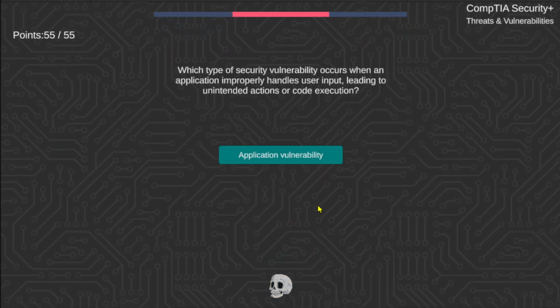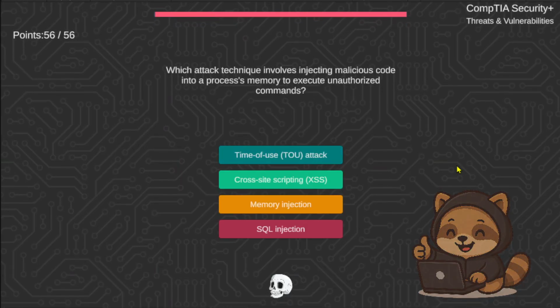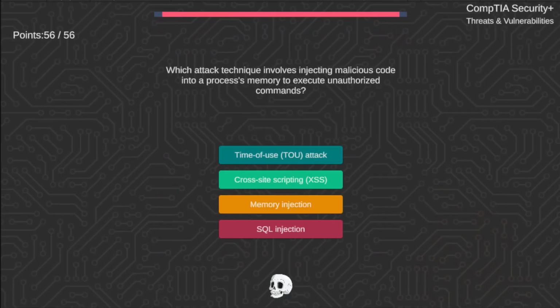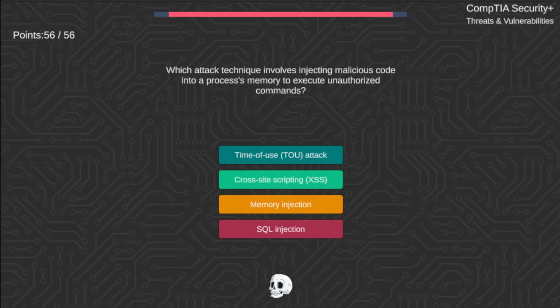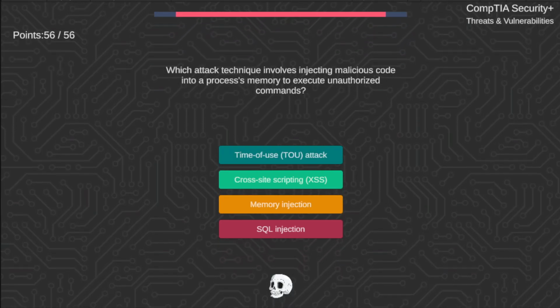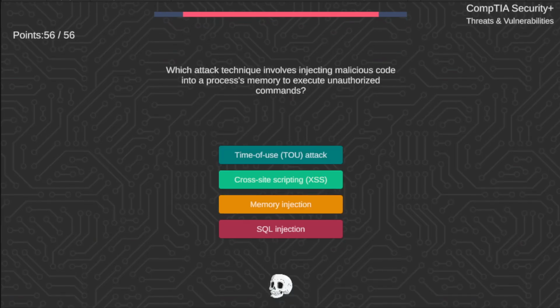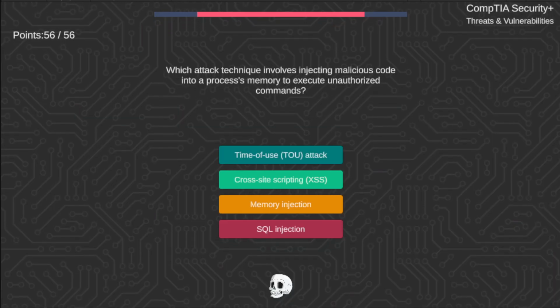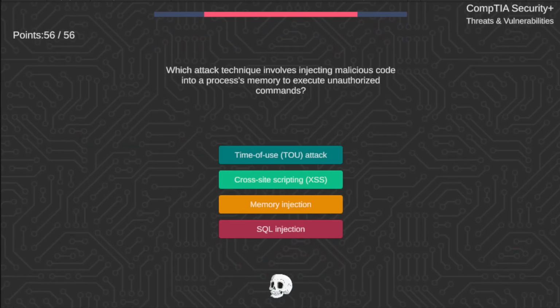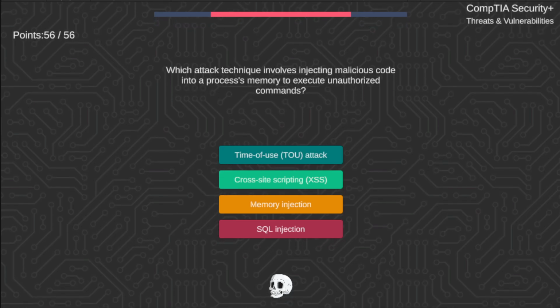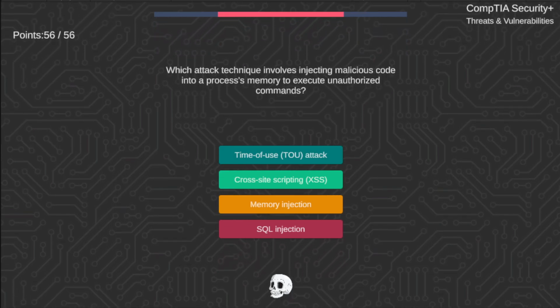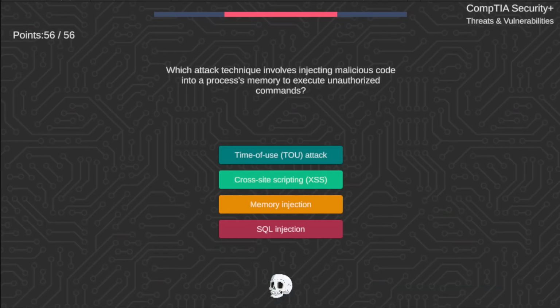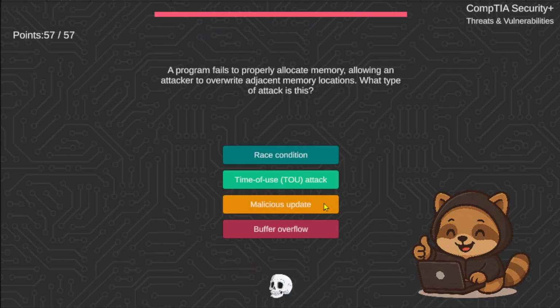Correct answer is application vulnerability. Which attack technique involves injecting malicious code into a process's memory to execute unauthorized commands? Time of use or TOU attack, cross-site scripting, memory injection, or SQL injection? Malicious code into a process's memory to execute unauthorized commands. Correct answer is memory injection.